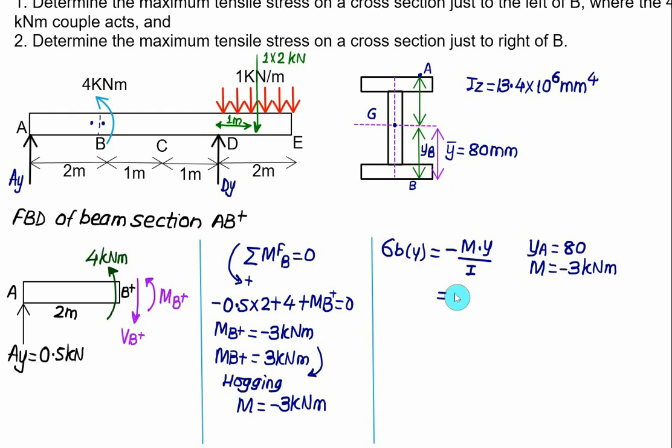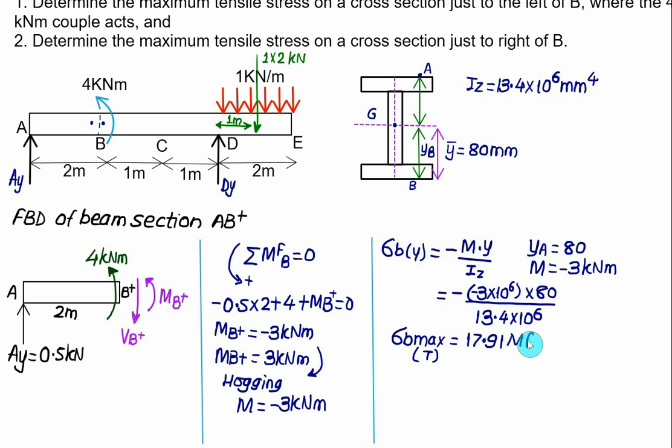So it will guarantee a positive value. So we have minus 3 into 10 to the power 6. This one is a minus value, into y equal to 80, divided by Iz. So we have Iz equal to 13.4 into 10 to the power 6. So this time on the top fiber we are getting the maximum value of bending stress, but tensile in nature, which comes out to be 17.91 megapascal.